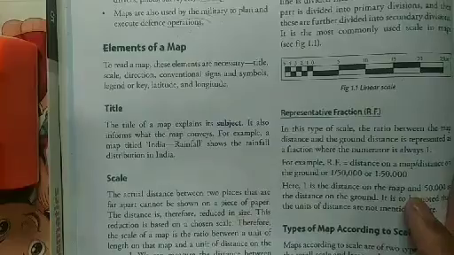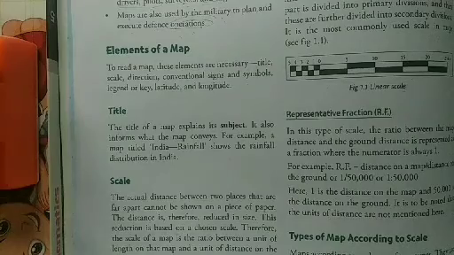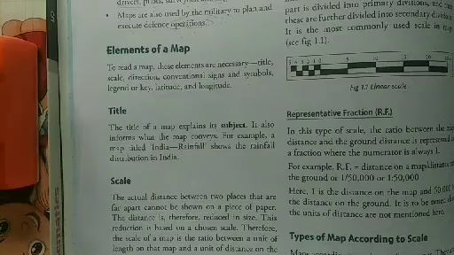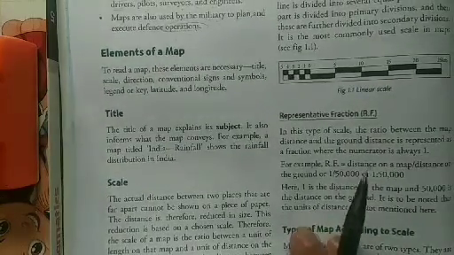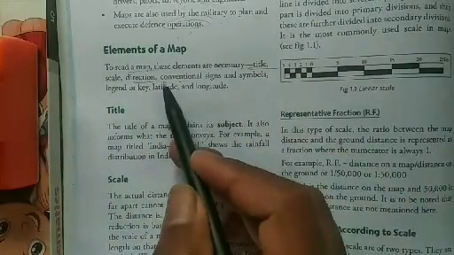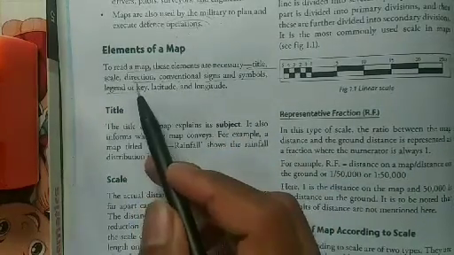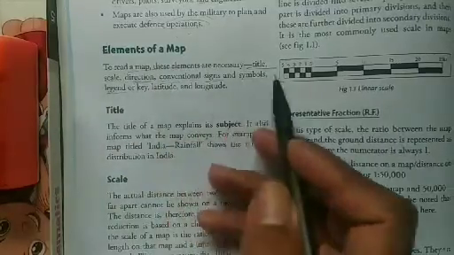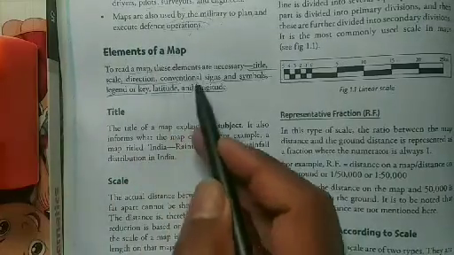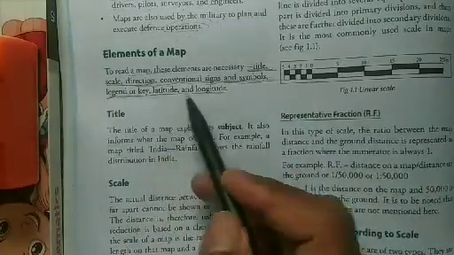When we see a map, it has different elements, and we have to understand these elements to read the map. To read a map, these elements are necessary: a title, scale, direction, conventional signs and symbols, legend and keys, and latitude and longitude. These are all features on a map, and with the help of all of them we can read a map.